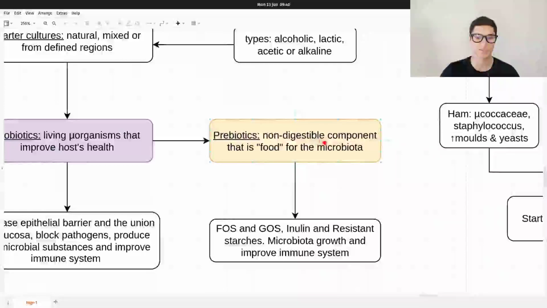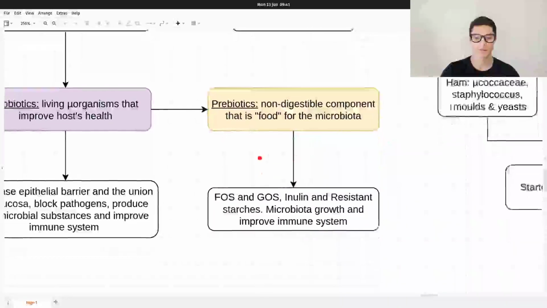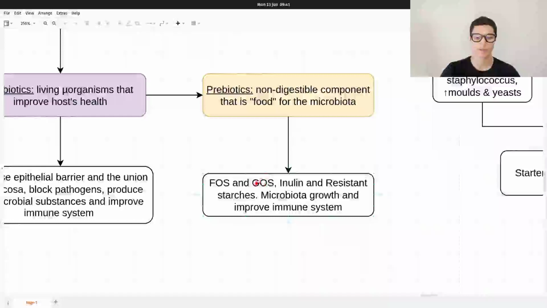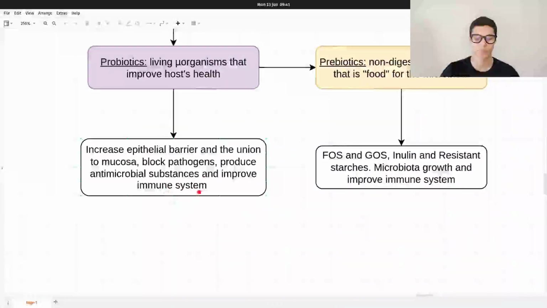Prebiotics are non-digestible component that is food for the microbiota. The microbiota is the one we have in our gut, in our colon. These prebiotics are, as I said, non-digestible components of our diet. For example, the fructooligosaccharides and the galactose oligosaccharides, as well as inulin, this is soluble fiber, the resistant starches, and they help us with the microbiota growth because it's food for the microbiota. And they improve the immune system as well, because if they grow, then the microorganisms will improve the immune system.